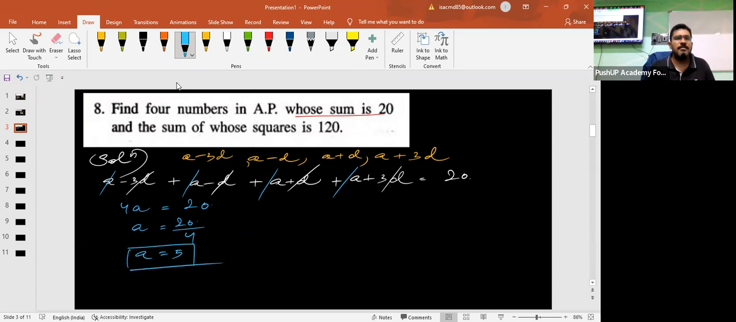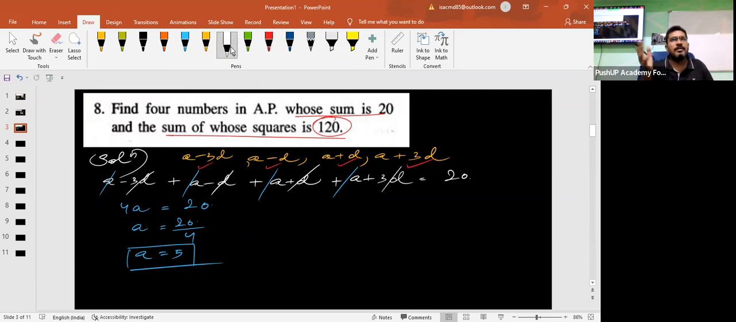This was very easy. Now let's see what is the second condition given to us. The sum of whose squares is 120. How many terms we have taken in this AP? Total 4 terms, isn't it? And those 4 terms are A minus 3D, A minus D, A plus D, and A plus 3D.